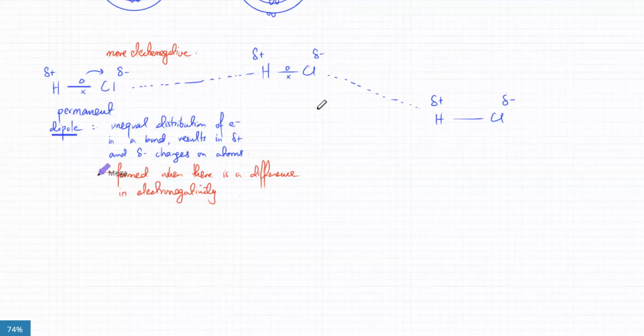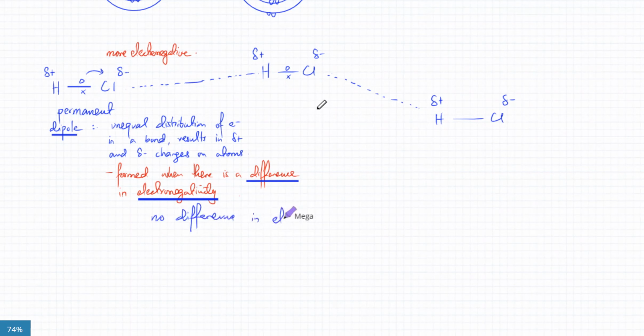Now, you need a difference in electronegativity. Firstly, if there is no difference in electronegativity, that means there would be no dipole. So no difference in electronegativity results in no dipole. That obviously means no dipole.